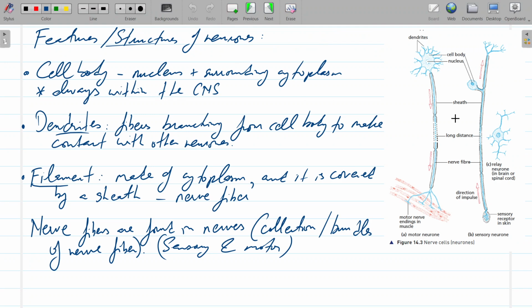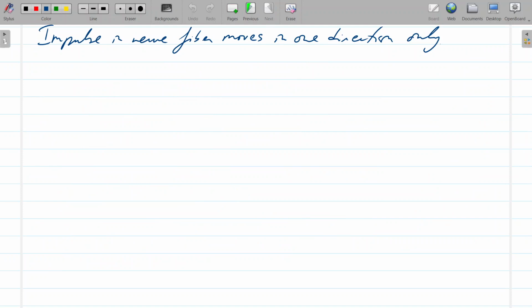So if we take a look over here, for the sensory neuron, it's going from the receptor to the central nervous system. The direction that's shown by the arrow, it always travels in that direction. It does not ever go in the opposite direction. And for the motor neuron, it goes from the cell body towards the effector, and that is the direction of travel of the impulse for a motor neuron. It never goes from the muscle to the cell body. So it's always unidirectional.